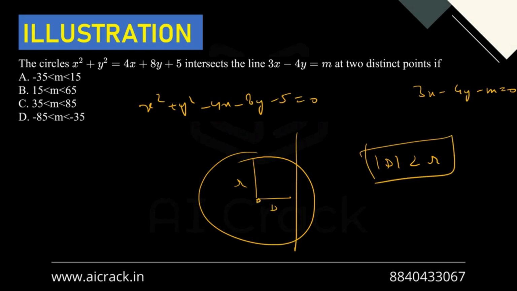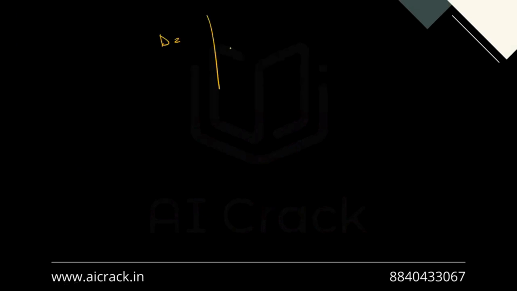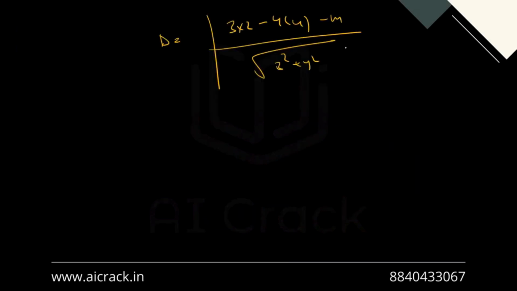Now for that we should know the center point, this h comma k over here. The center would be minus g comma minus f, so the center is 2 comma 4, and the line equation is 3x minus 4y minus m equals 0. Let's find the d value. d is already having the modulus. So d is modulus of 3 times x1, where x1 is 2, so 3 times 2, minus 4 times y1, which is 4, minus m, divided by under root 3 square plus 4 square.